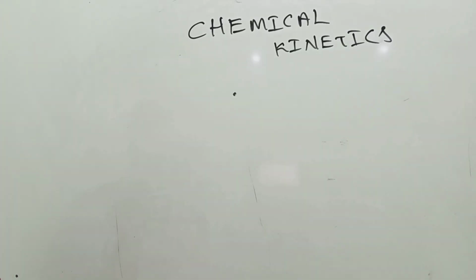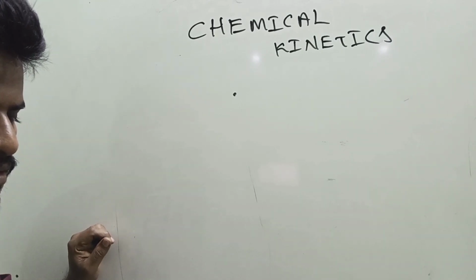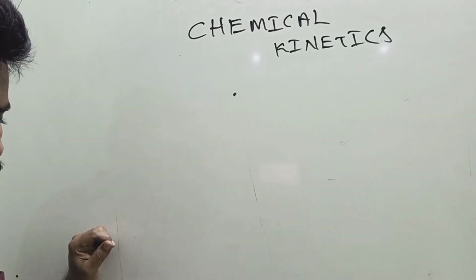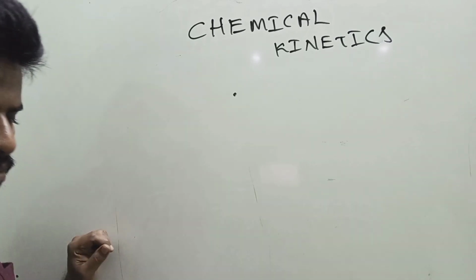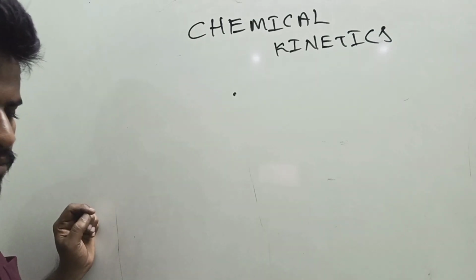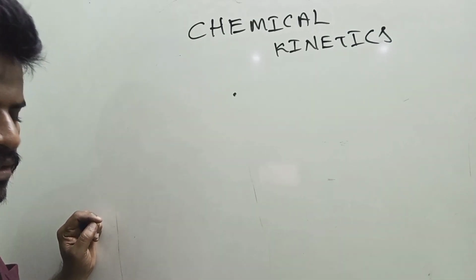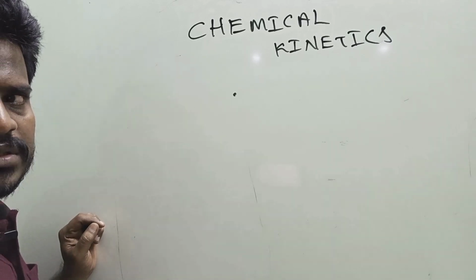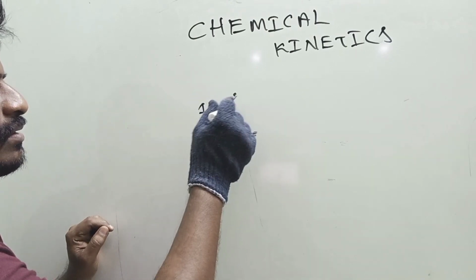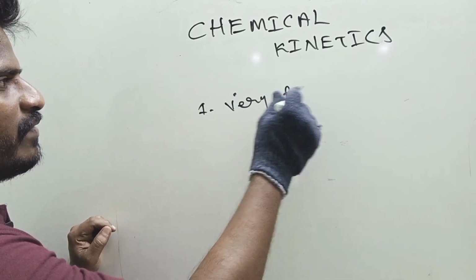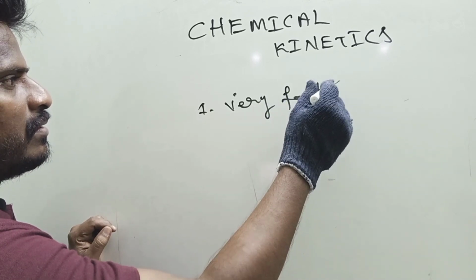Chemical kinetics deals with the rate of reaction, the factors influencing the rate of the reaction, and the mechanism of the reaction. Depending upon rate, chemical reactions are classified into three types. That is, very fast reactions.